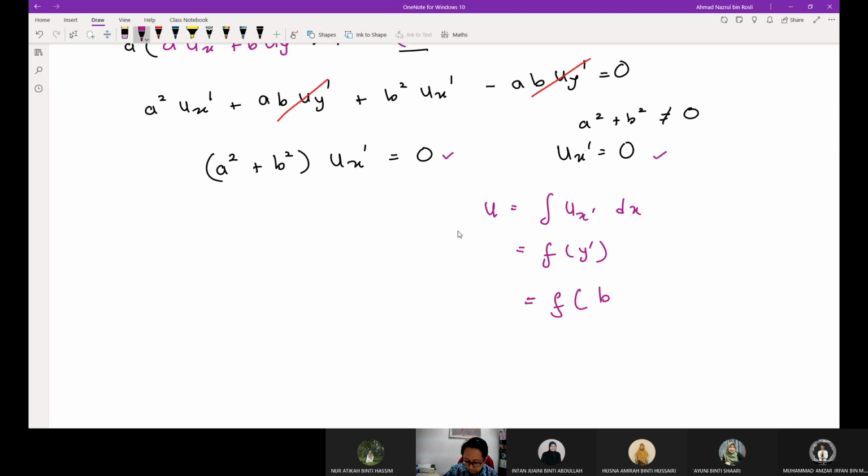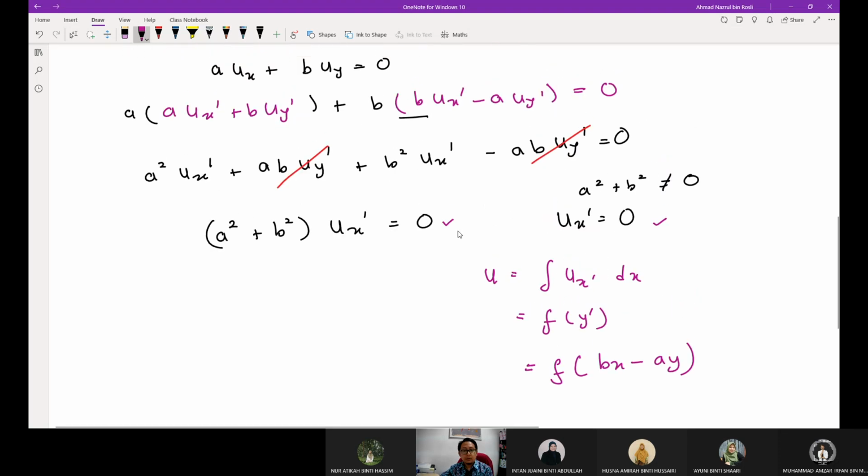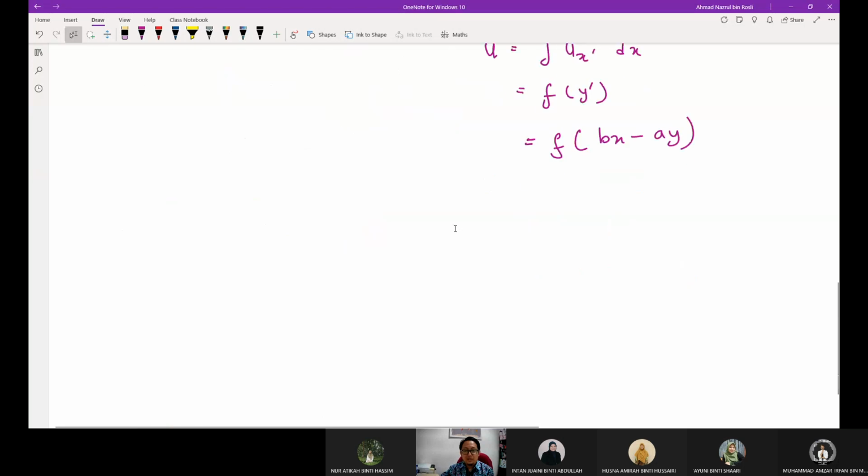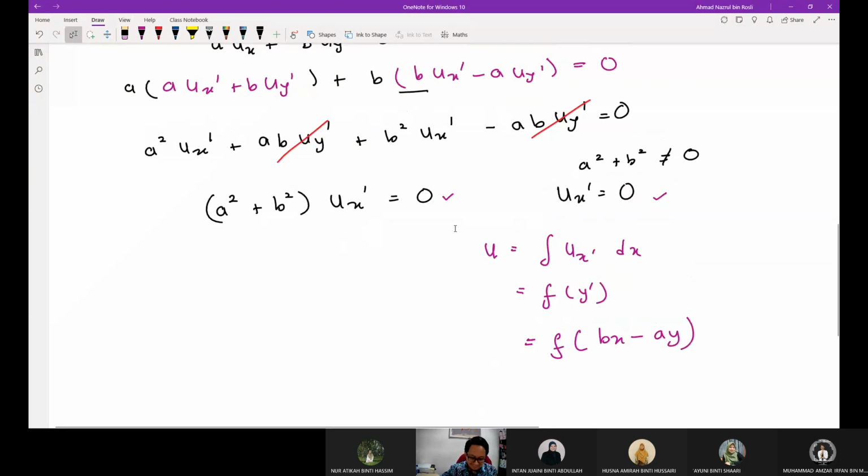is equal to bx minus ey. So ni nanti dia akan jadi dia punya solution dia. So dia patah balik kepada this equation. Automatic dia dah akan patah balik pada this equation. Okay. So dia akan confusing. Dia akan pergi pada latihan. Okay.